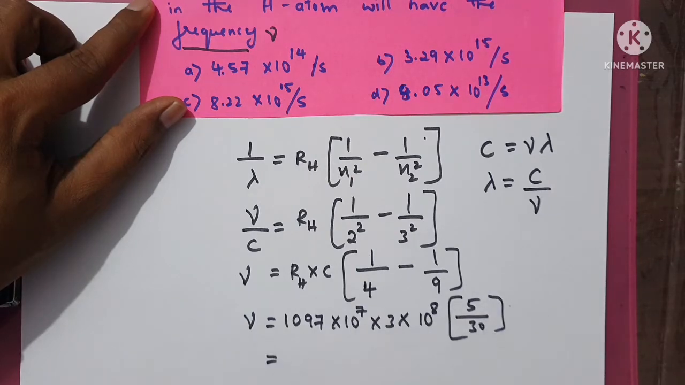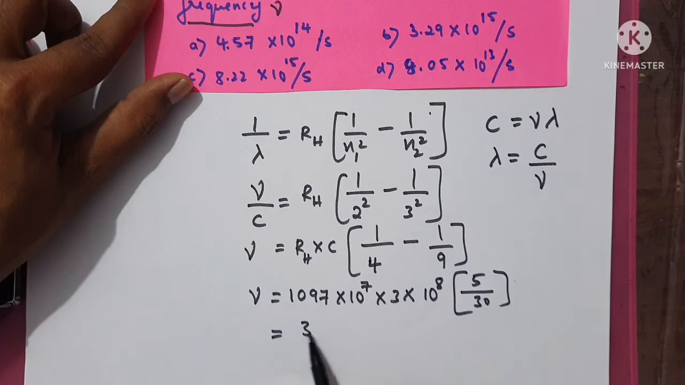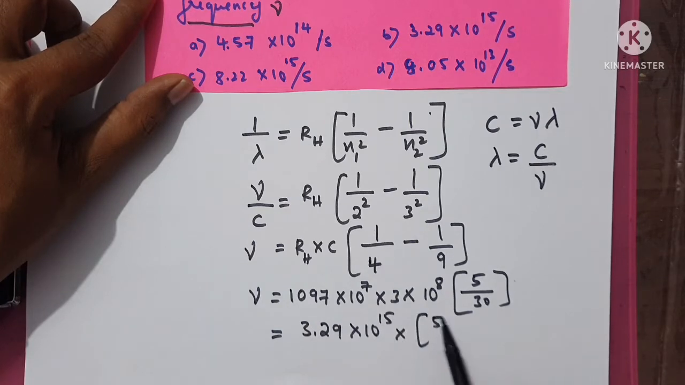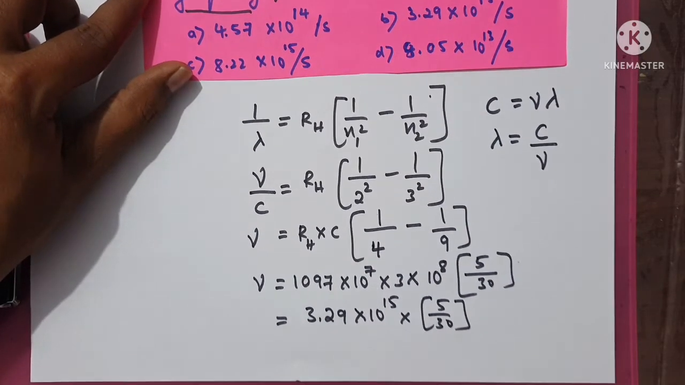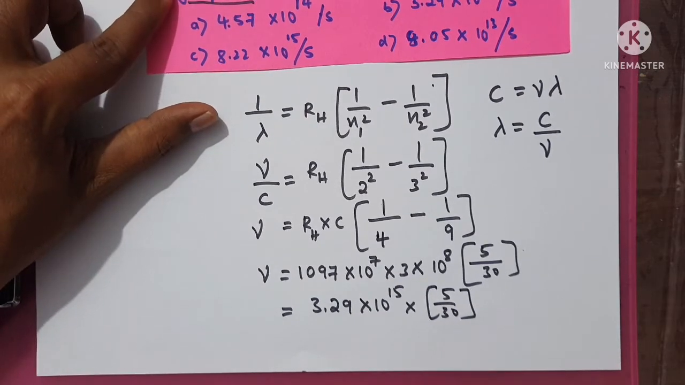The next step you can observe, I'll multiply and simplify these two values, where you can observe that we'll get the value 3.29 into 10 to the power of 15, that is into 5 by 36. Children, when we further simplify this value, you'll get the final value, frequency is equal to 4.57 into 10 to the power of 14 per second.